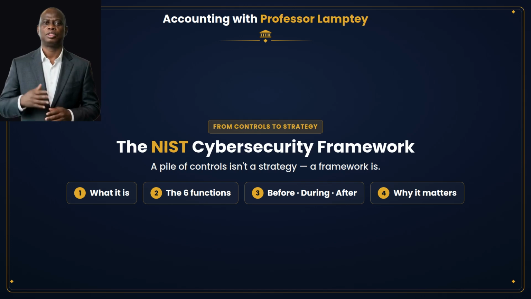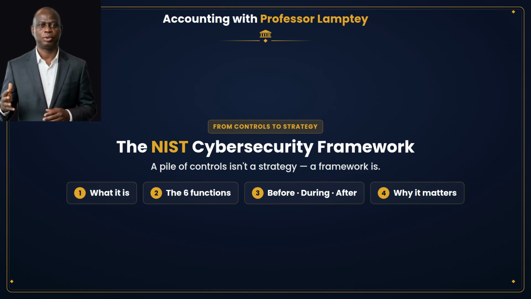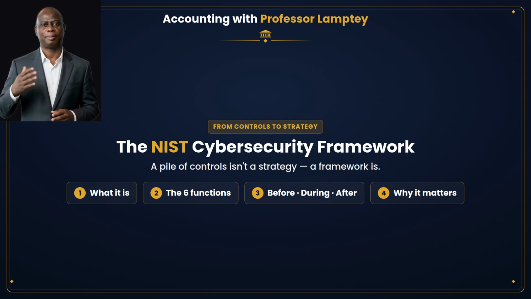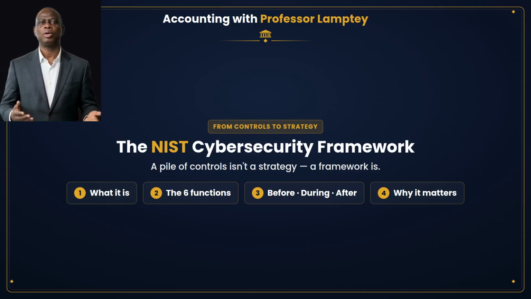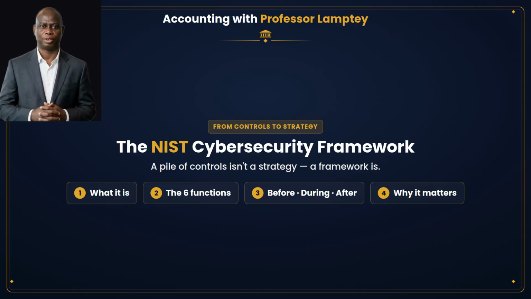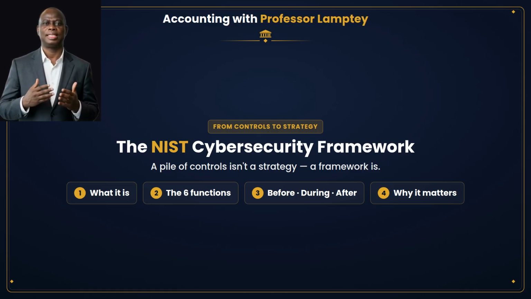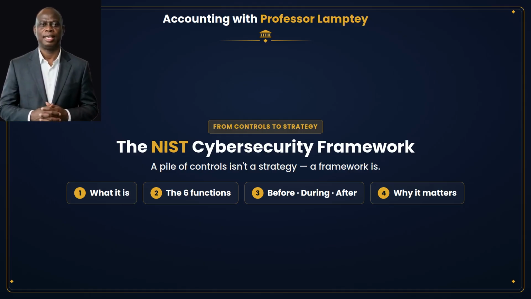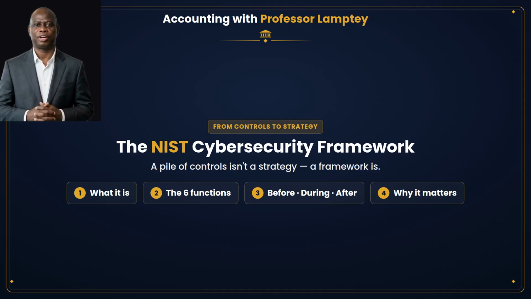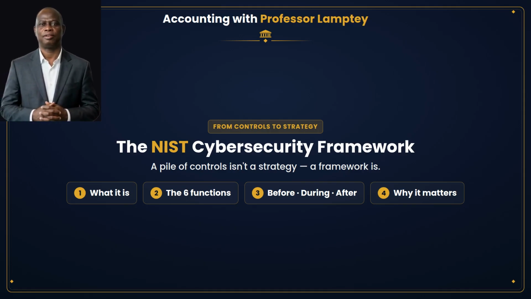Welcome back. So far, we've covered specific controls, general controls, application controls. But an organization needs more than a pile of controls. It needs a framework that organizes them into a strategy. That's what the NIST Cybersecurity Framework gives you. I'm Professor Lamptey. Here's the plan, what the framework is, and its 6 core functions, the full life cycle of managing cyber risk, which we'll follow through one company facing one attack.